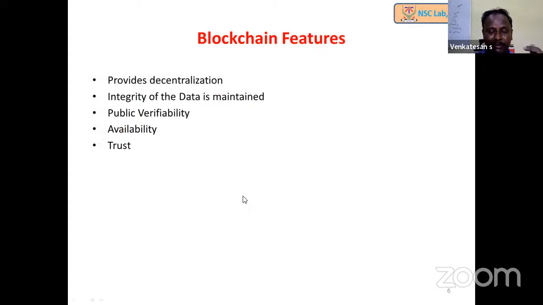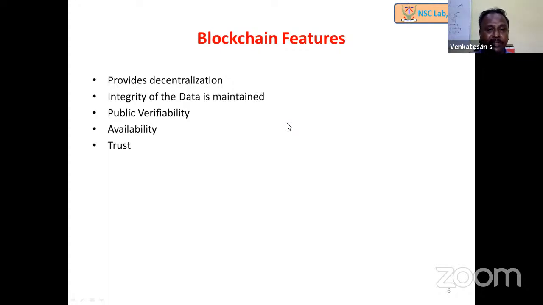Okay. So what feature does the blockchain bring? Since it's part of the distributed ledger, it is going to bring decentralization, and integrity of the data is maintained. So definitely we can say that... Whatever questions are given in the chat box, I will take at the end. Right now, let me go to the slides.